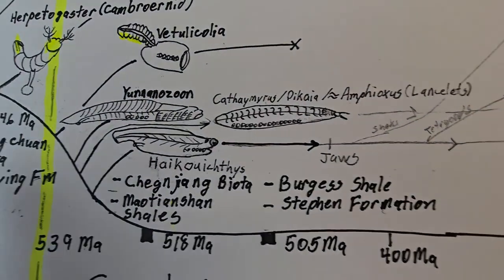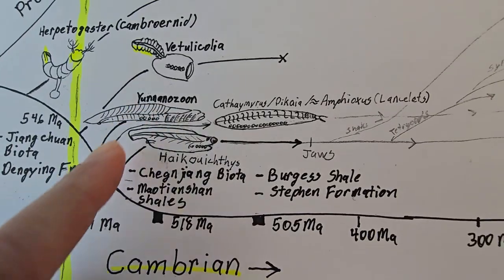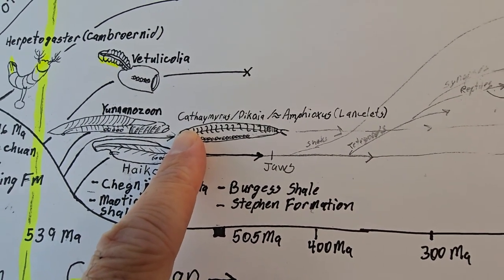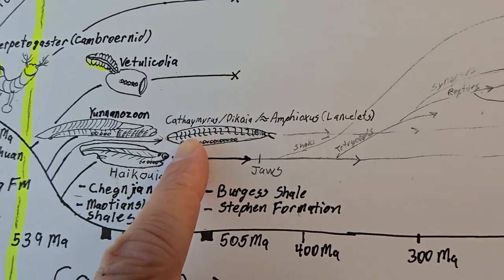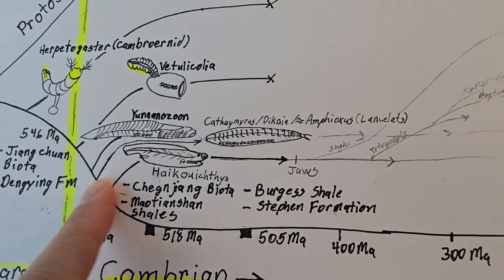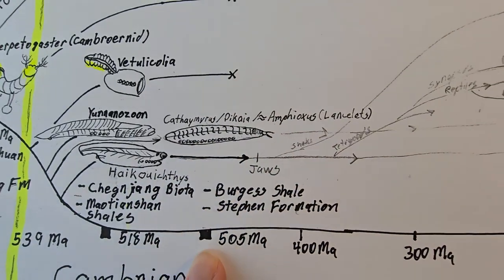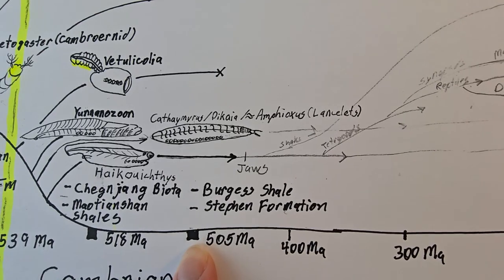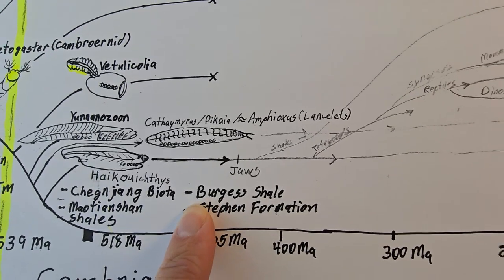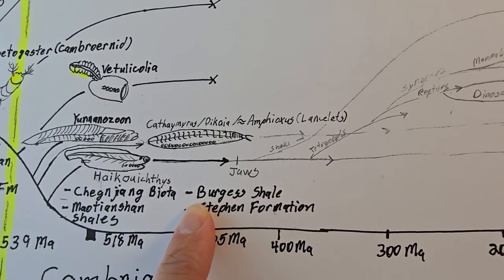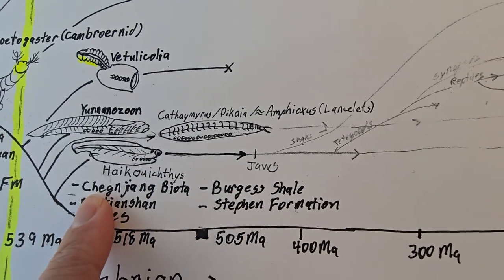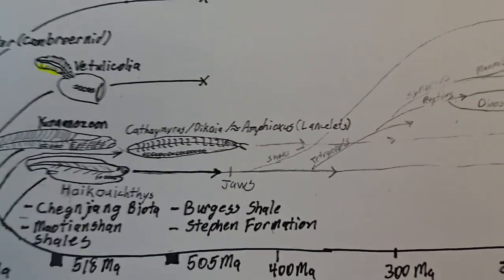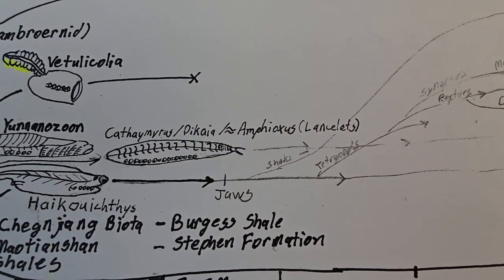Now, our next animal, as we go from Yunnanozoon, would be this Cathaymyrus. Cathaymyrus is from the Xinjiang, but the world famous version of it is actually a younger site. So we went from 518 to 505 million years ago, and this is called the Burgess Shale. A lot of people have heard of this. It's in Canada. So this is another non-Chinese site, but we're going to jump to this one because they're so beautifully preserved and we have so much information from them.